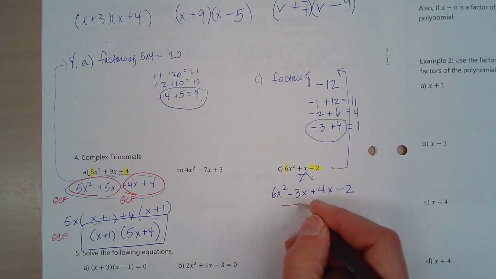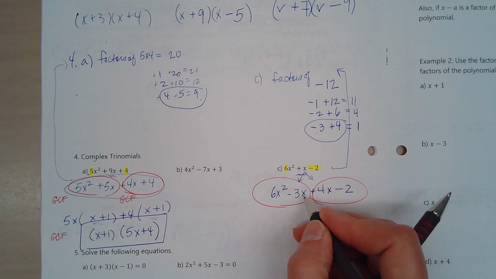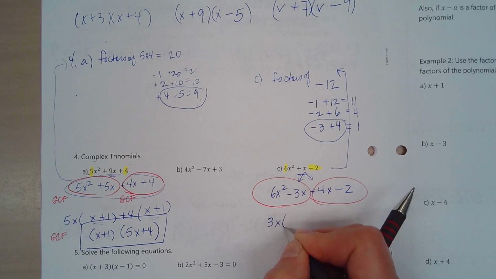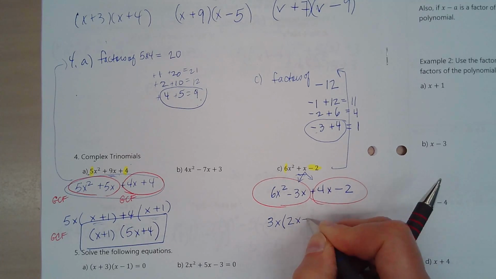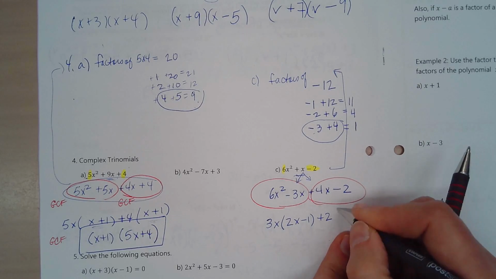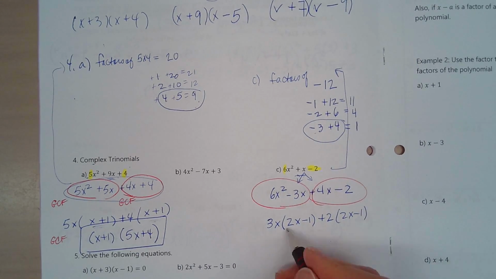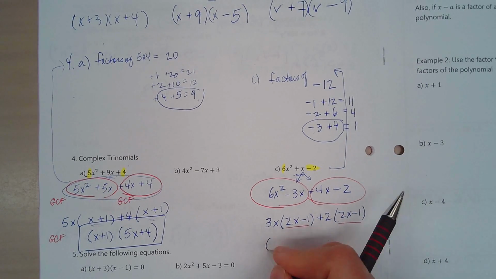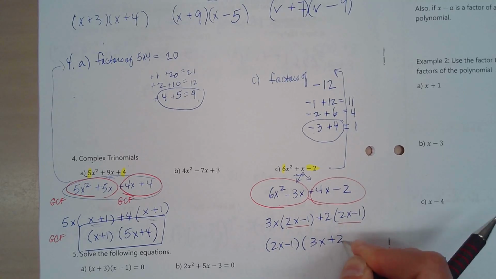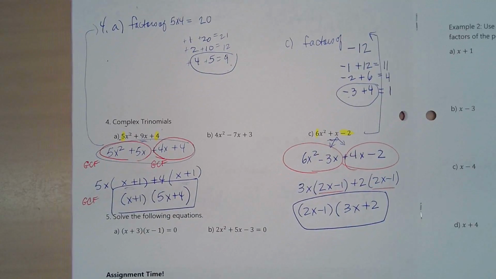Okay, so now I can group these two, and I get the biggest thing they share would be a 3x. That leaves me with 2x minus 1. They only share a 2. 2x minus 1. Again, I have GCFs of 2x minus 1. And I have a 3x plus 2. And that's factored.